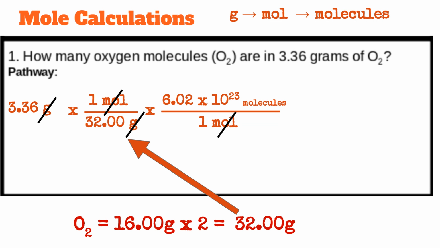And now we have just simple math that we can do. So 3.36 times 1 over 32 in parentheses times 6.02 times 10 to the 23. And when you type 6.02 times 10 to the 23 into your calculator, don't forget to use the second E function. So you would type it literally 6.02 second E 23. And your calculator should tell you that this comes out to 6.32 times 10 to the 22 molecules.